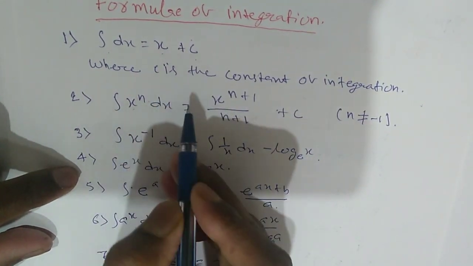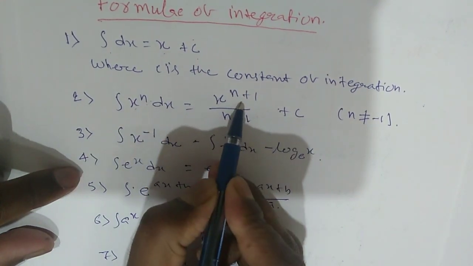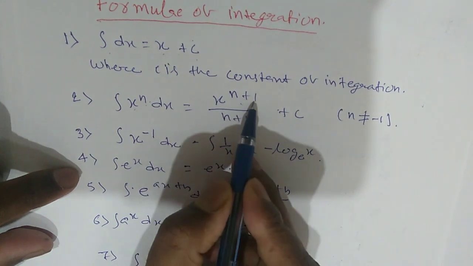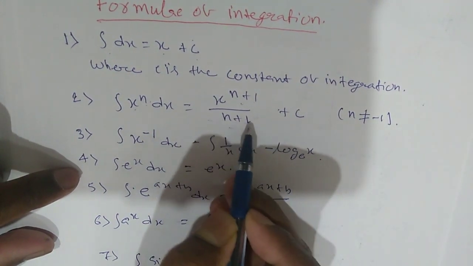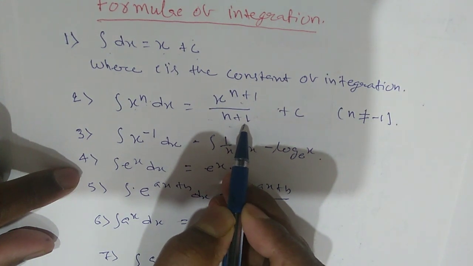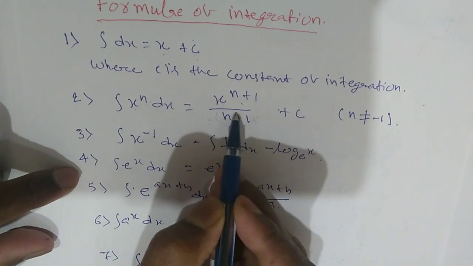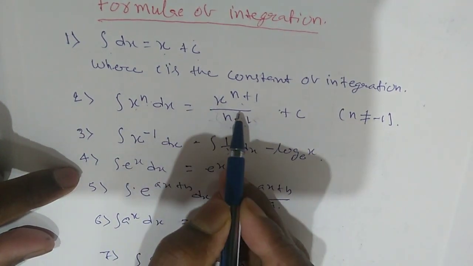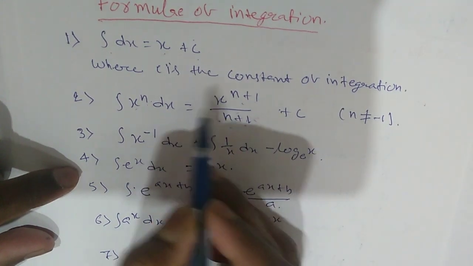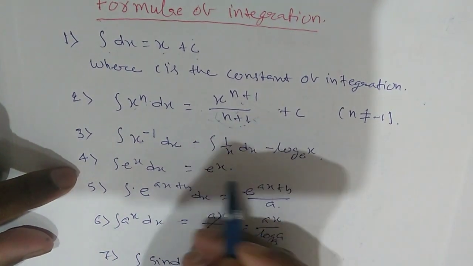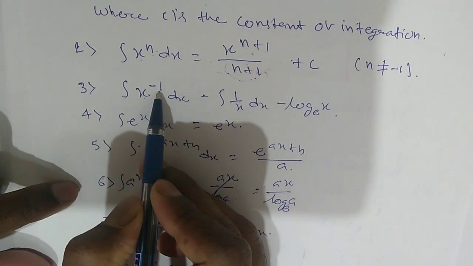In the case of differentiation, we subtract from the power, but in the case of integration, we add to the power. So x raised to n plus 1 divided by n plus 1. In differentiation, we multiply by this, but in integration, we divide by it. In differentiation, multiply. In integration, divide. So always remember. The next one is x raised to the power minus 1 dx.